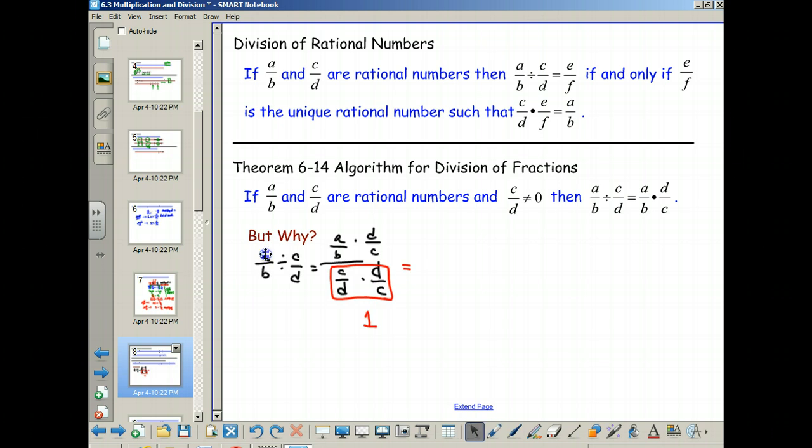So I end up in the numerator with A over B times D over C divided by 1. And division by 1 yields the same result that you originally have. So we have A over B times D over C, which is exactly what we said we could do.